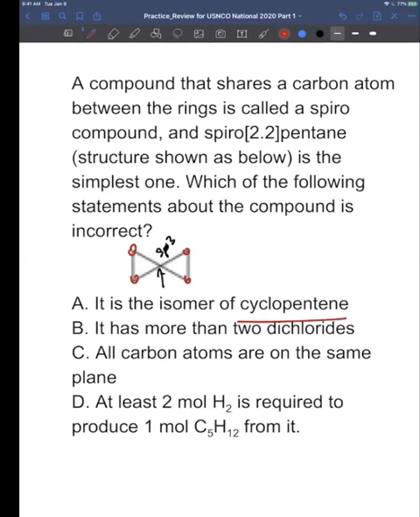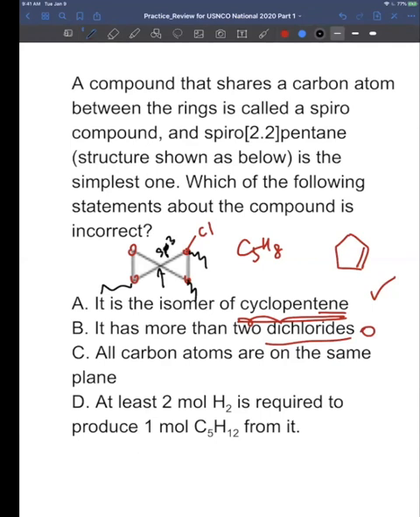A is correct because the formula is C5H8. The cyclopentene is pentene, right? So it's also C5H8, so it's correct. A few of you choose B, dichloride. Think about if you fix the chlorine here, so another chlorine can either be here, here, or here. So at least there are 3 dichlorides, right?